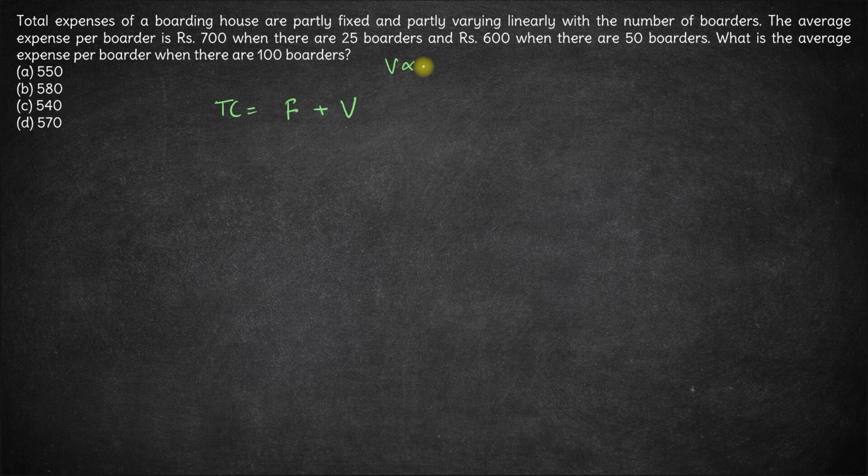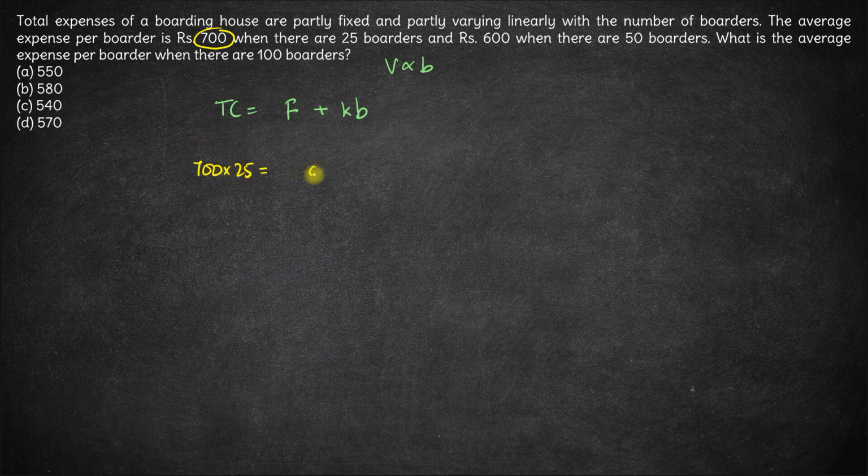So V is basically directly proportional to the number of boarders, which is, let's say, B. So V is equal to K into B, where K is a constant and B is the number of boarders. So this is how we can calculate the total cost. Now it's given that the expense per boarder is 700 when there are 25 boarders. So the total cost will be 700 into 25, right?